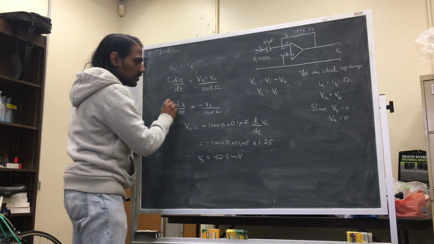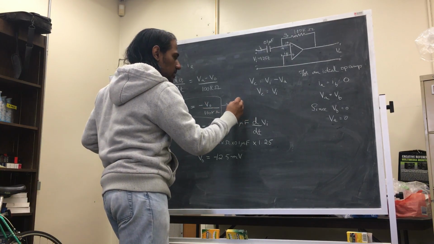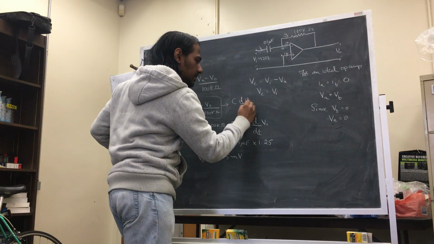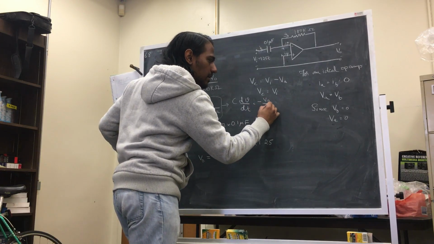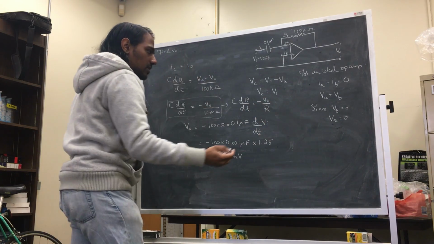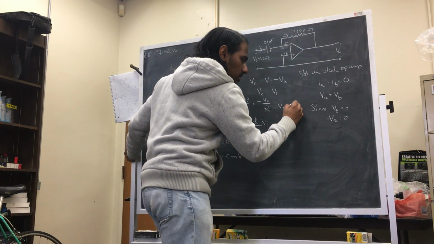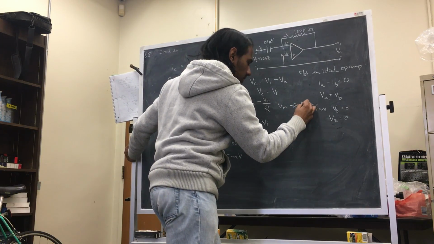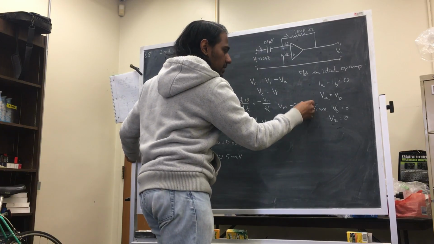You can use this to get the equation for a differentiator, where C dV by dt would be equal to minus V naught by R. So V naught would be minus R C dVi by dt.